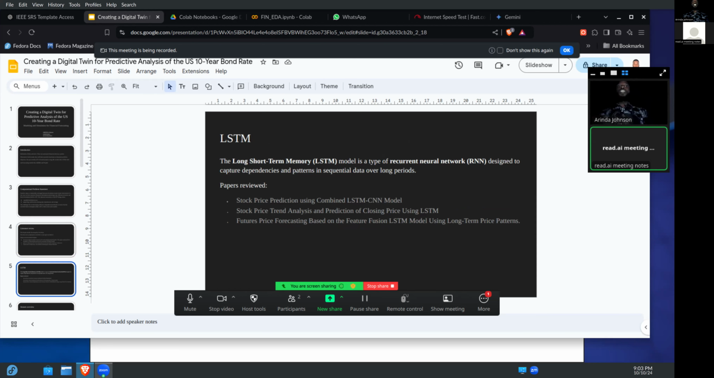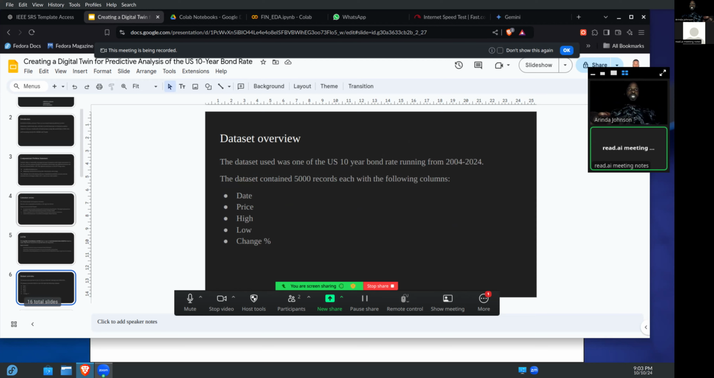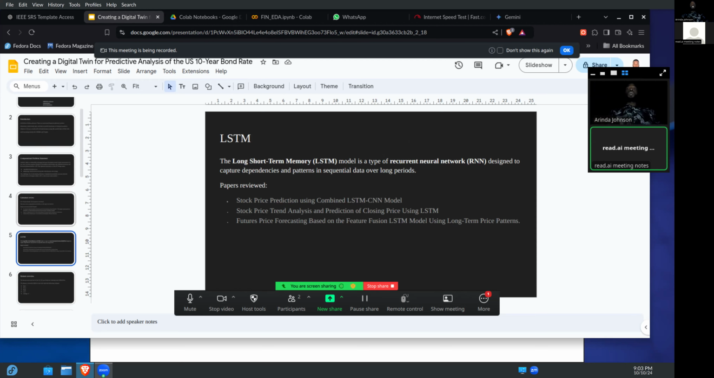Then we also have the LSTM, which is the long short-term memory model. This is an RNN model, which is used to capture dependent patterns in sequential data over long periods. These were some of the papers I reviewed on the LSTM. Then on the digital twin, I also reviewed some papers, but since I've still been having a little bit of trouble developing one, I haven't yet come up with a thorough idea. So it's all work in progress.